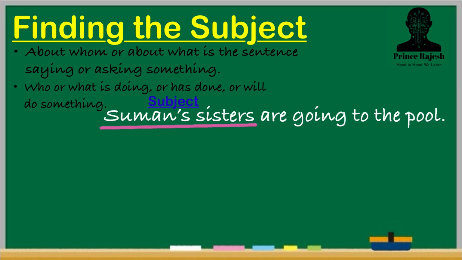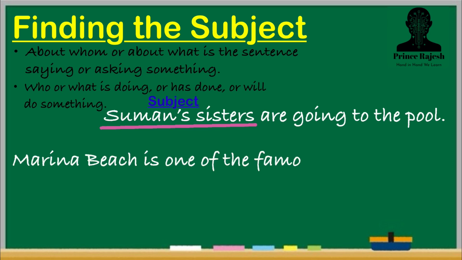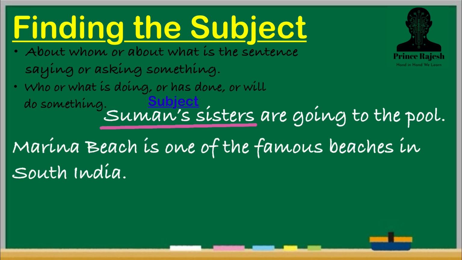Let's look at another example. Marina Beach is one of the famous beaches in South India. So, what is the procedure we have to follow here? About what is the sentence telling something? Obviously, the sentence is telling something about Marina Beach. So, Marina Beach is the subject in this sentence.